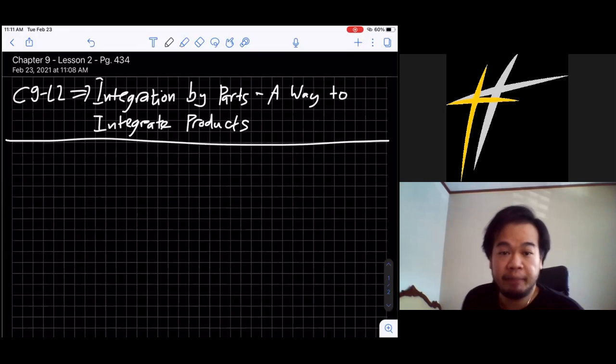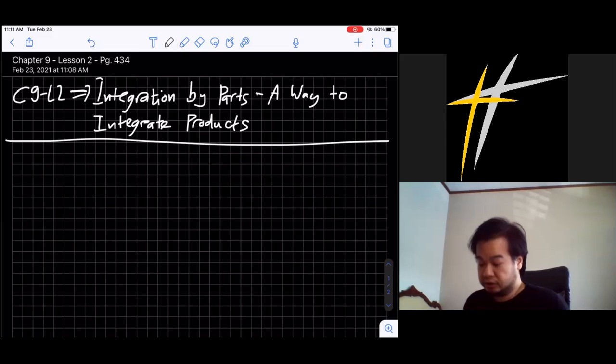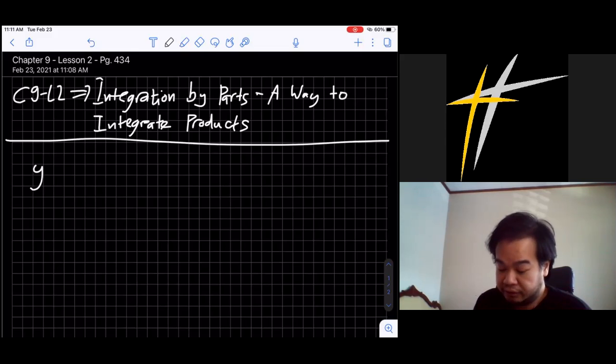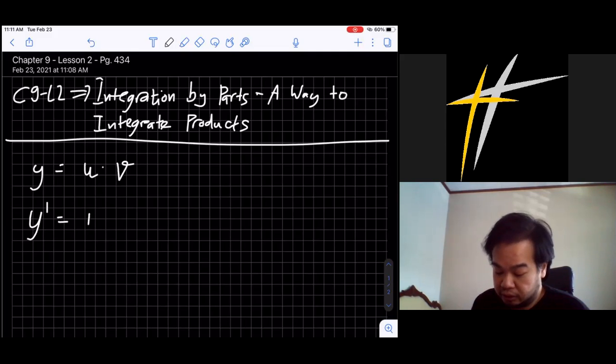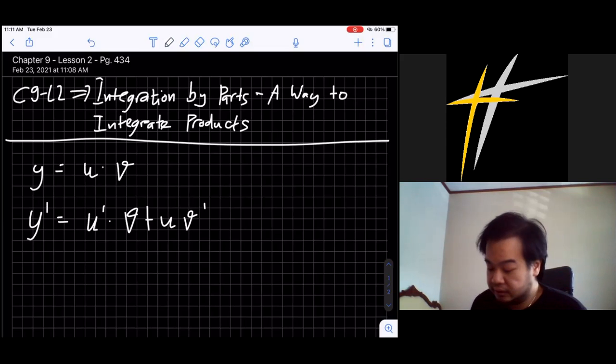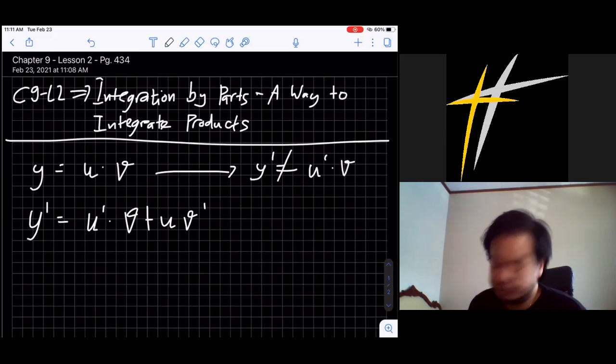Okay, integration by parts. So this is the method name. The method name is integration by parts. So it is a way to integrate a product of two functions. So for example, let's review a bit. You know that when you have the derivative of u times v, which is a product of two functions, then the y prime, the derivative of it, is equal to u prime v plus u v prime, right? The derivative of this is not equal to u prime times v prime.